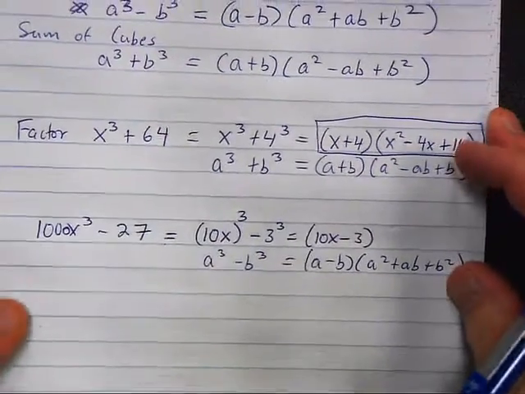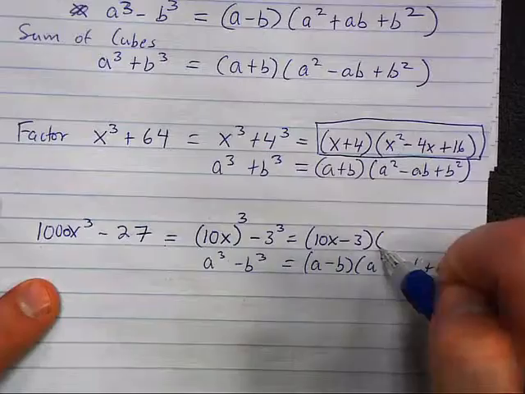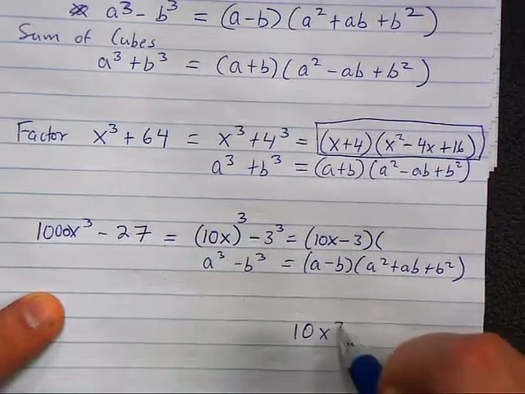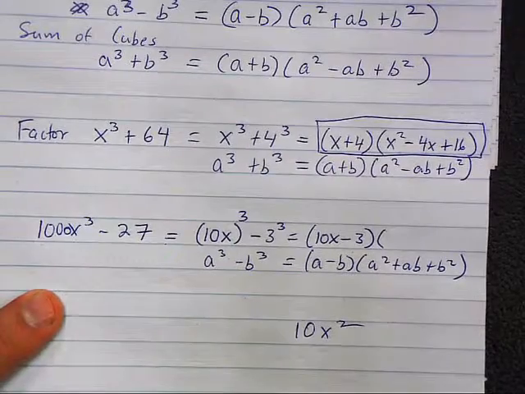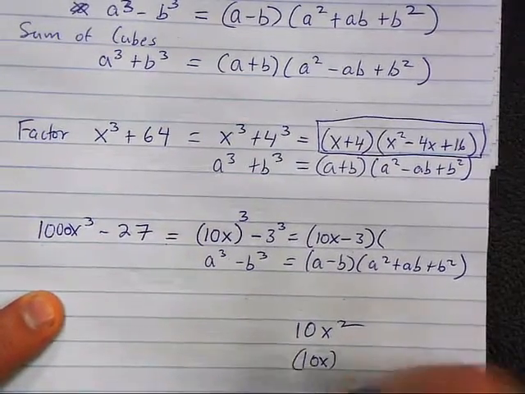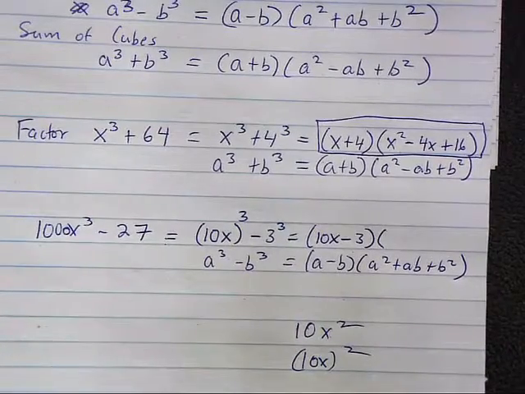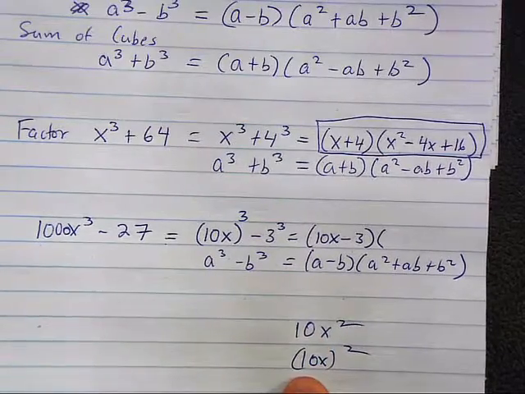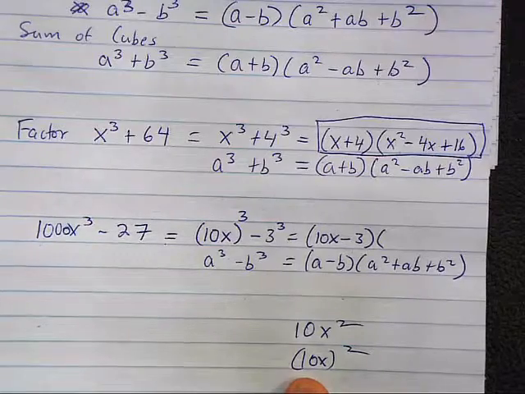A squared. What's a squared going to be? When you say 10x squared, do you mean 10x, quantity squared? Like that? Or do you mean 10 times x squared, like that? And those are very different, aren't they? This one is 10x squared. This one is 100x squared. Which one do you mean? The bottom one, that's correct.